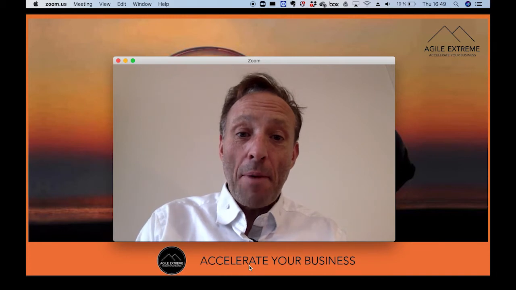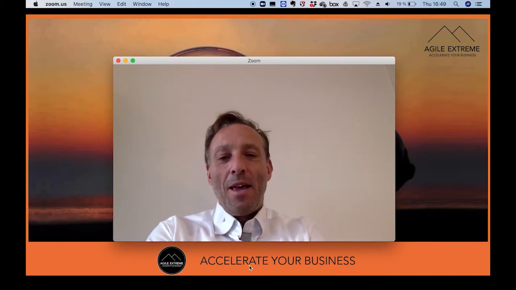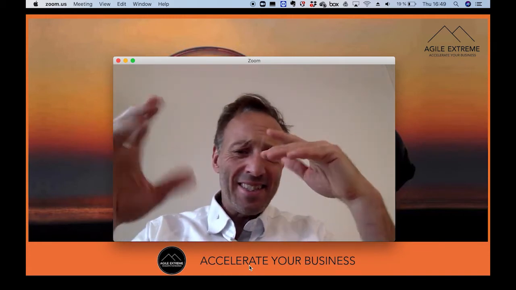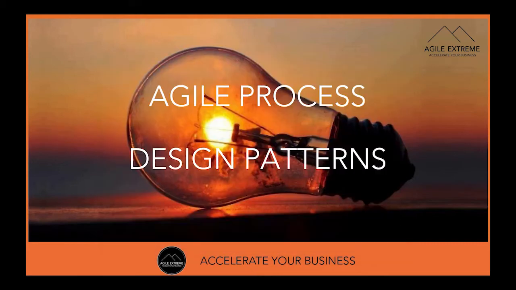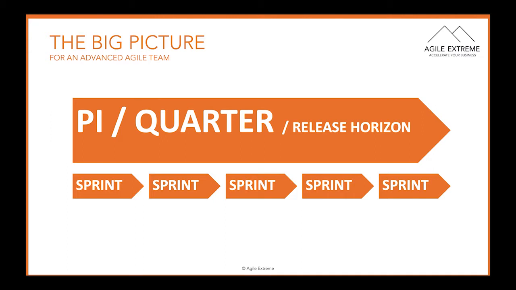What is a design pattern, you may ask yourself. Basically, a design pattern is a set way of doing things. So that's what we're looking at right now. This is the big picture.